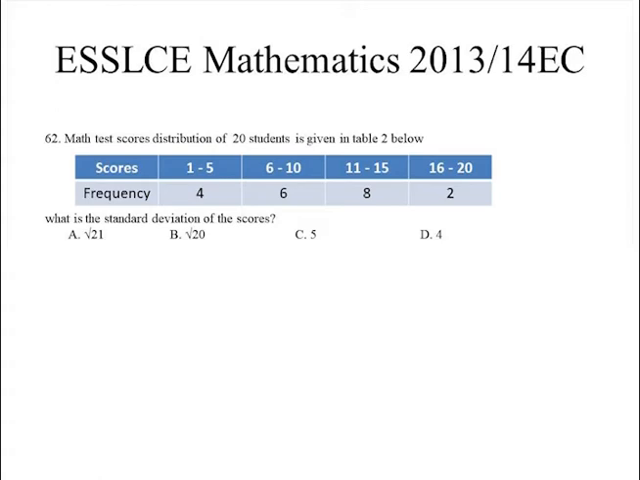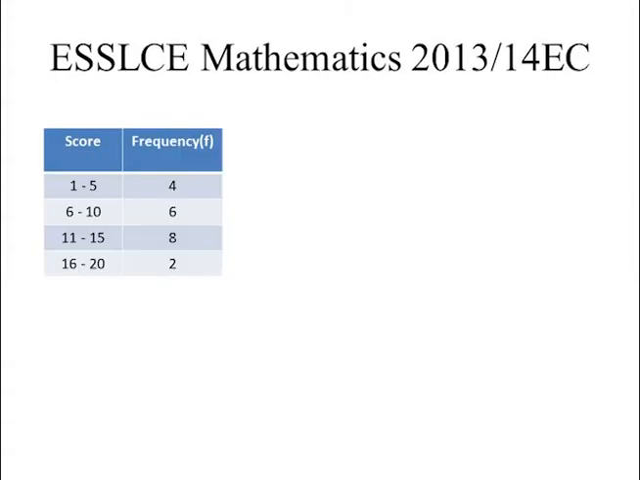What is the standard deviation of the score? It's pretty simple to determine the standard deviation if we follow the steps below. Step 1, determine the midpoint of the scores. For operation convenience, let's rearrange the score and frequency in columns as score 1 up to 5 with the frequency 4, 6 up to 10 with the frequency 6, 11 up to 15 with the frequency 8, 16 up to 20 with the frequency 2.